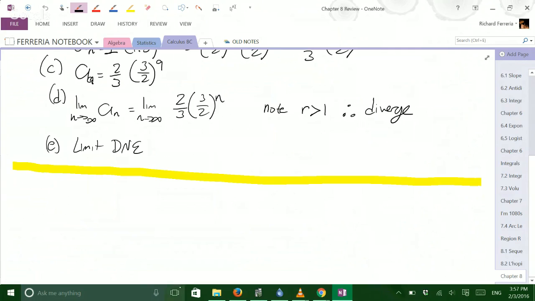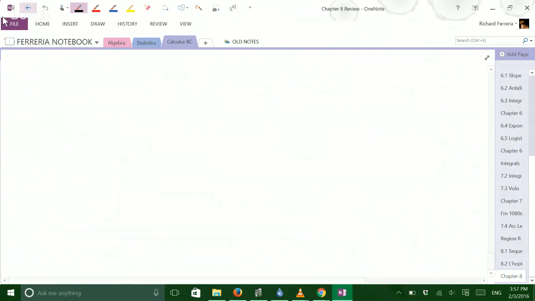So let's take a look at this. Question 4, we have a sequence, and it's either going to converge or diverge. So it helps if we look at the first few terms. When n is 1, I don't remember what we get. We got negative 2/3. When n is 2, we get positive 3, 4, 5, 6.